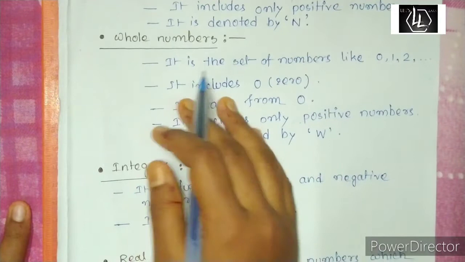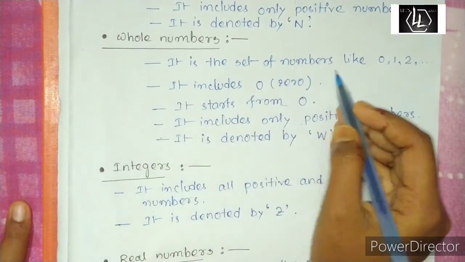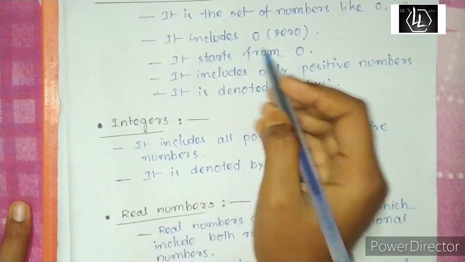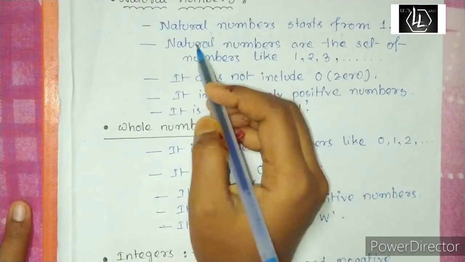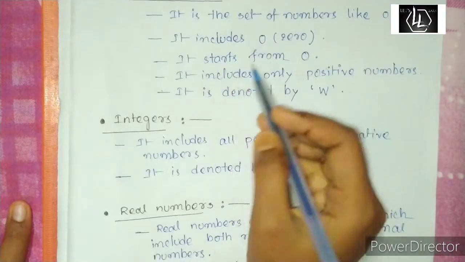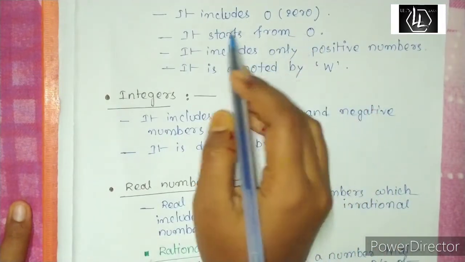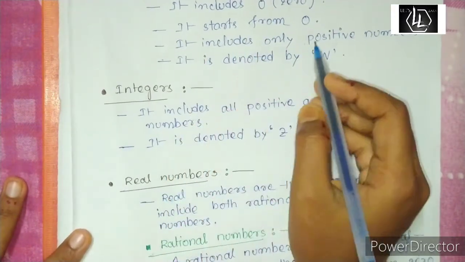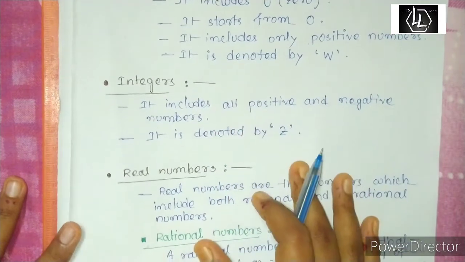Whole numbers. What are whole numbers? It is the set of numbers like 0, 1, 2, ... It includes 0. So here natural numbers do not include 0, but whole numbers include 0. It starts from 0 as it is including 0. It includes only positive numbers and it is denoted by W.